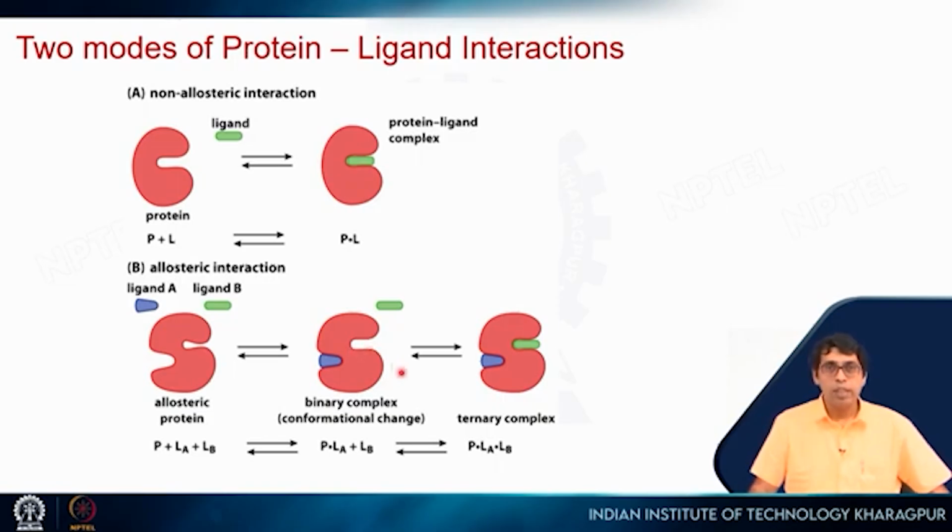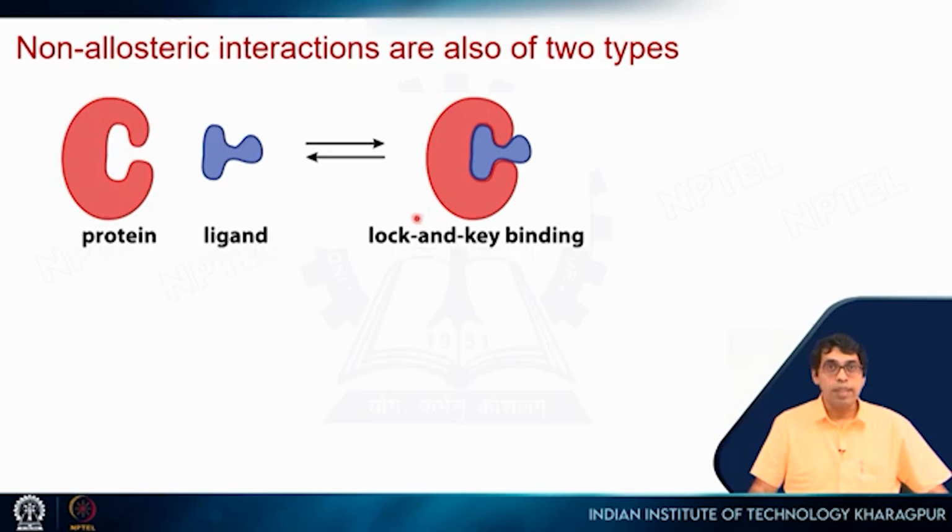So, I will talk about examples of this allosteric interaction in the next lecture in more detail. So, today we are mostly going to focus on non-allosteric interactions. And if I talk about non-allosteric interactions, it can also be classified into two types.